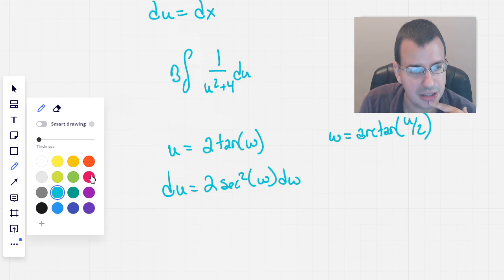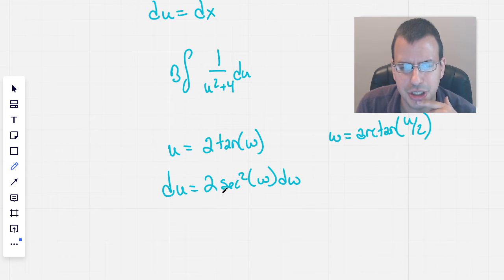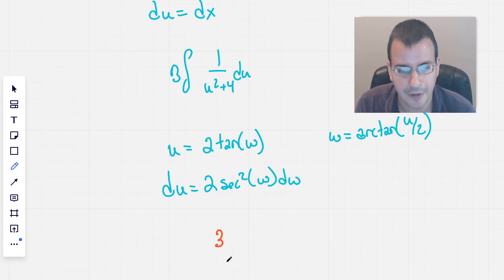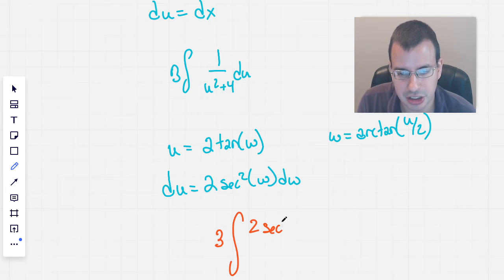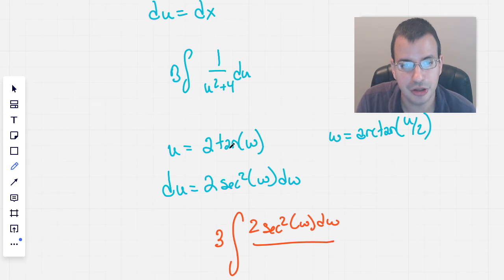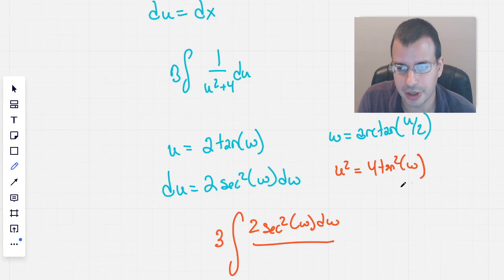Okay, so now we got these. I don't want to use green. Gray? I'll do orange. Orange is underappreciated. All right, so now we substitute these in. And du, which is 2 secant squared w dw on top. Oh, I need to find u squared as well. 4 tangent squared of w. There we go. So then we have u squared plus 4, which is 4 tangent squared of w plus 4. See, this is where the 4 is going to come in.